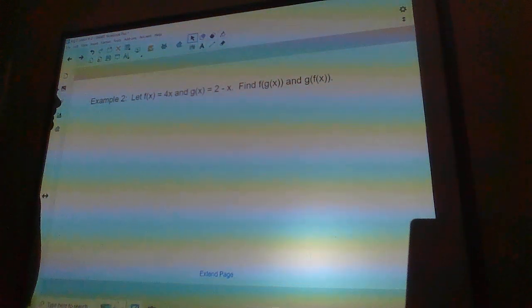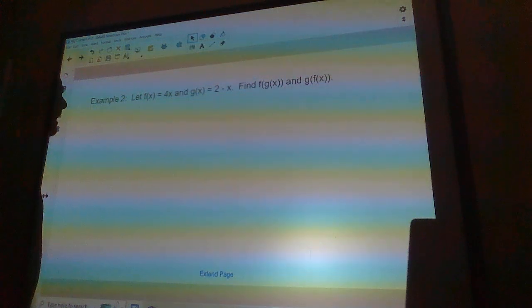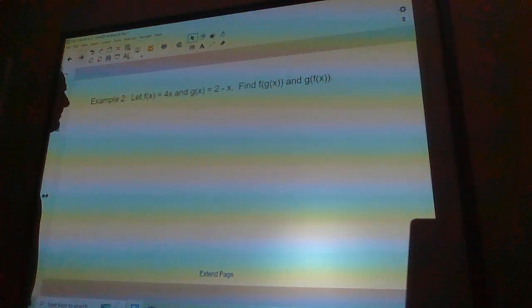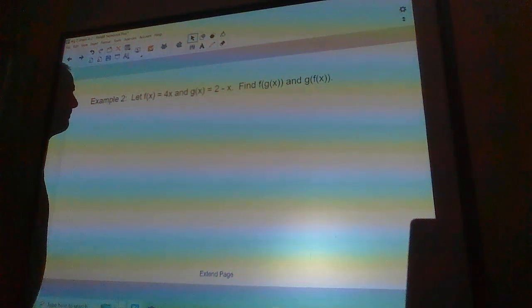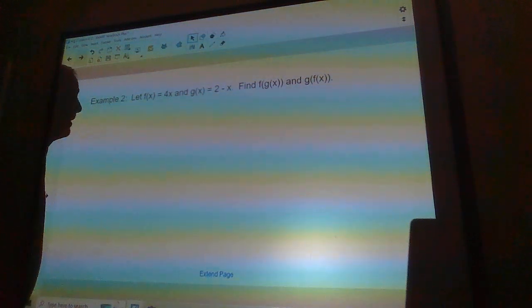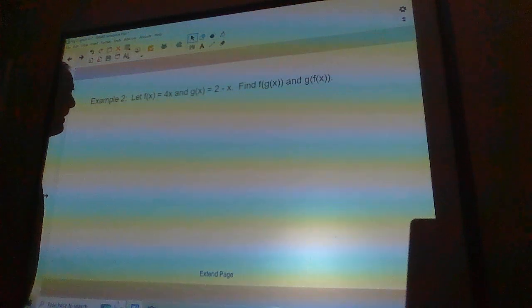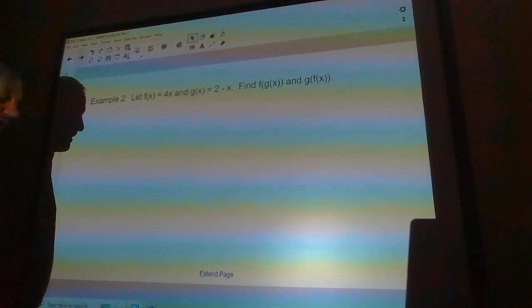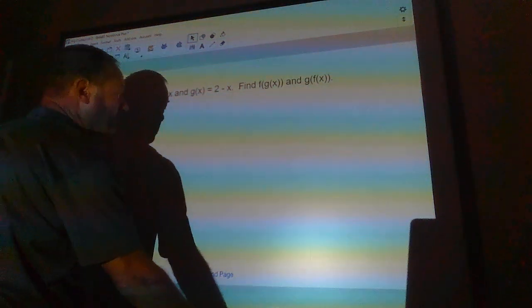Example 2. Let f of x be 4x and g of x be 2 minus x. Find f of g of x and g of f of x. So I'm going to let you pause the video right here, do these two problems, and then jump back on and see if you get the same thing that I did.